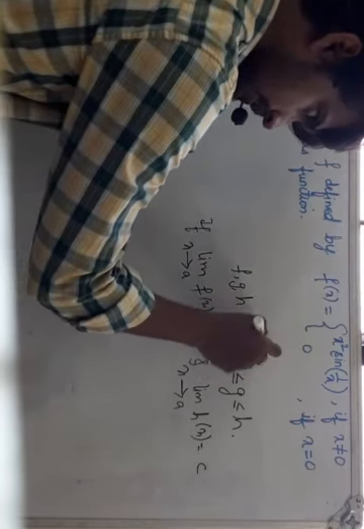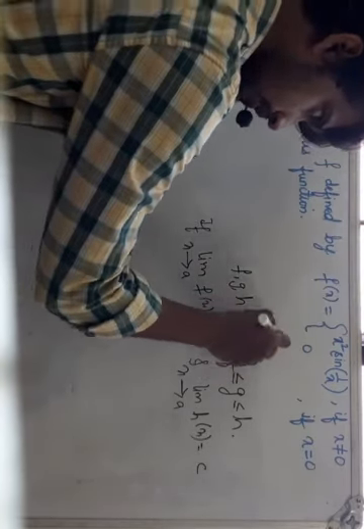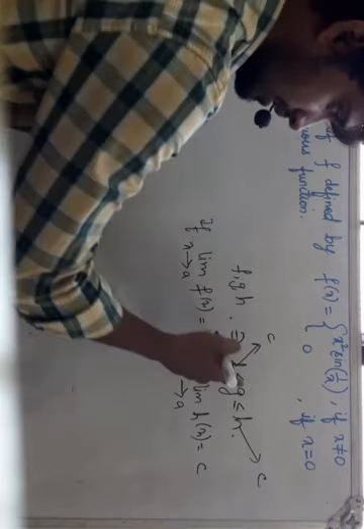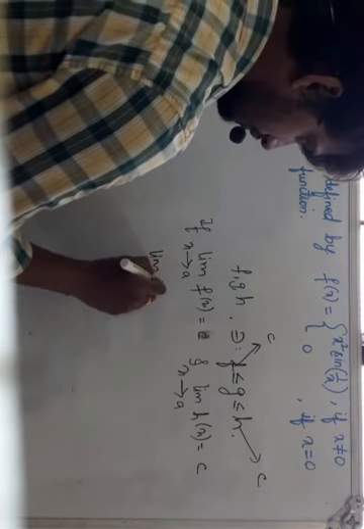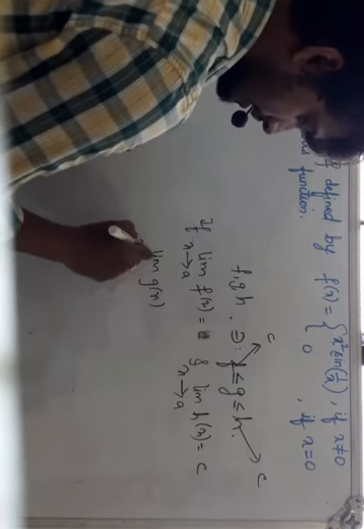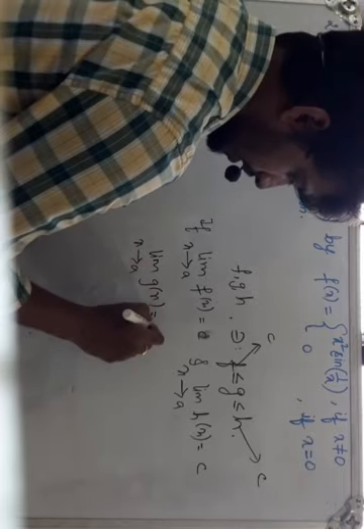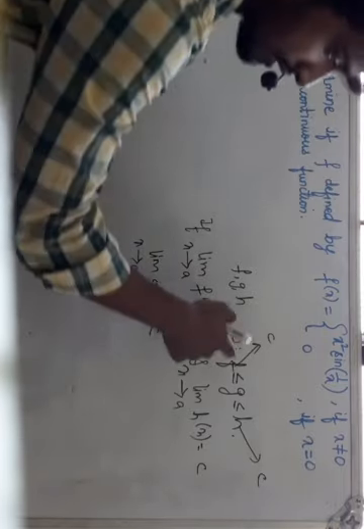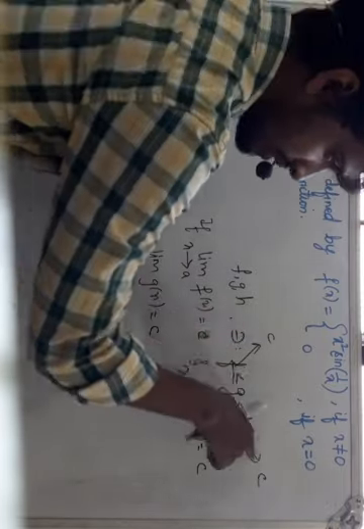the limit of this one also goes to c, and the limit of this one also goes to c. Then by using the principle of the sandwich theorem, the limit of the function g of x as x tends to a must also be equal to c. Since both of these functions go towards c, then definitely g must go towards c.